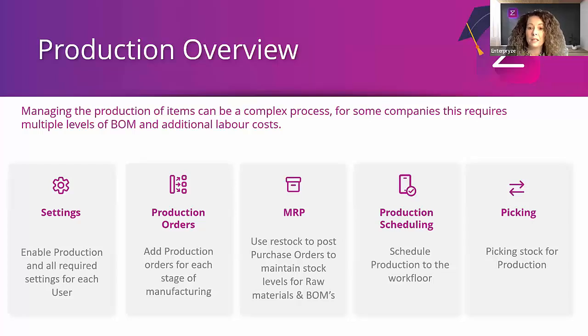So maybe you've defined a route or a user as a machine and you want to make sure that the right production orders are allocated to the right machine on the right day. Utilizing the resource scheduler will give you a visual overview of what's been scheduled for that machine on any given day or any given week so that you can plan ahead for your production.